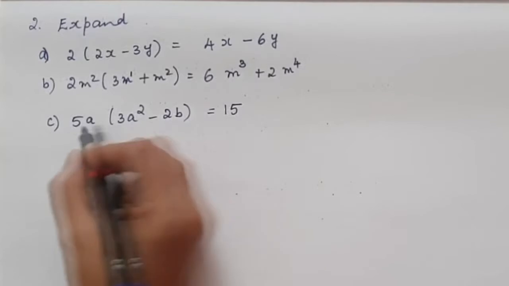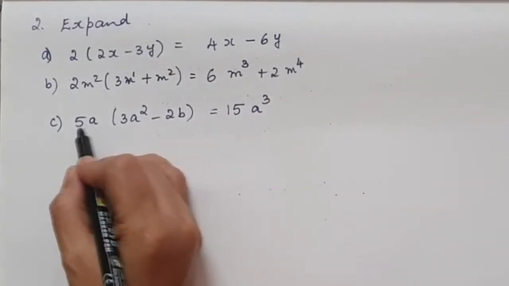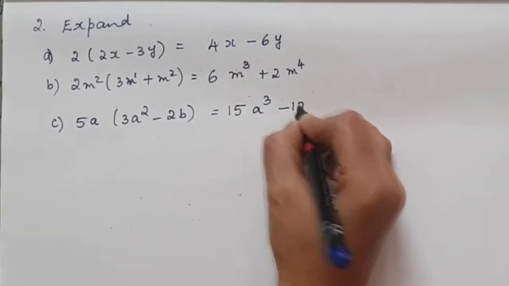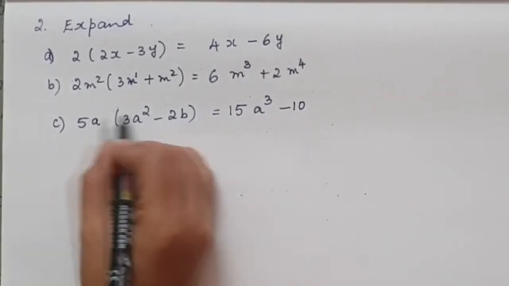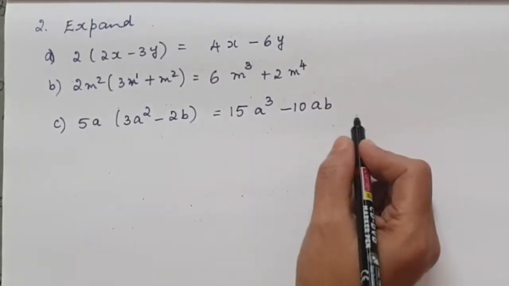So it will be 15. A and a square, when you multiply, it is a cube. And here it is 5 into 2 is minus 10. Here a and b, they are 2 different terms, so you cannot multiply. You just write it as minus 10ab.